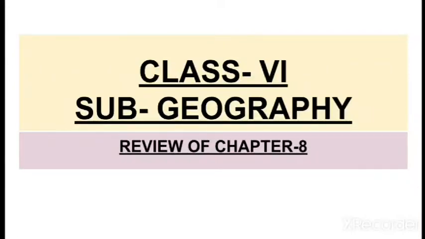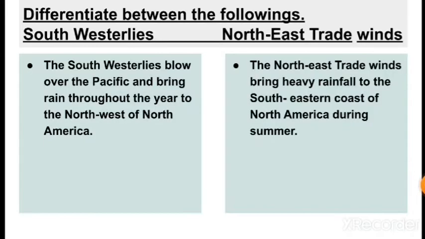Everyone, in this part of the video I will give some differentiate questions for class 6 students from chapter number 8. So the first question is differentiate between southwesterlies and northeast trade winds. Answer: in the southwesterlies you'll write the southwesterlies blow over the Pacific and bring rain throughout the year to the northwest of North America. In the northeast trade winds you'll write the northeast trade winds bring heavy rainfall to the southeastern coast of North America during summer.